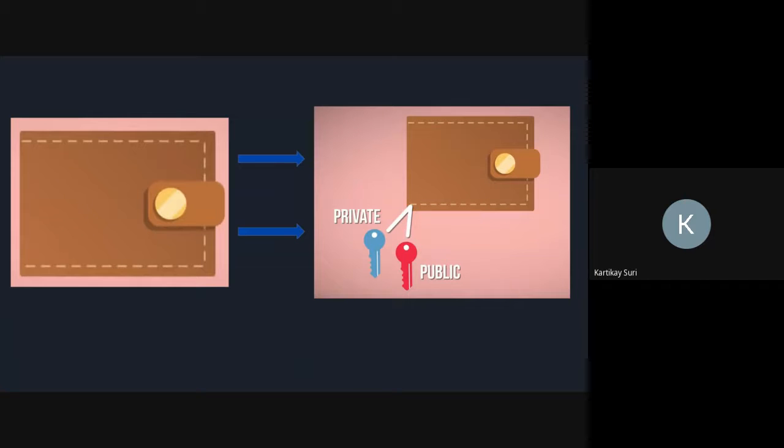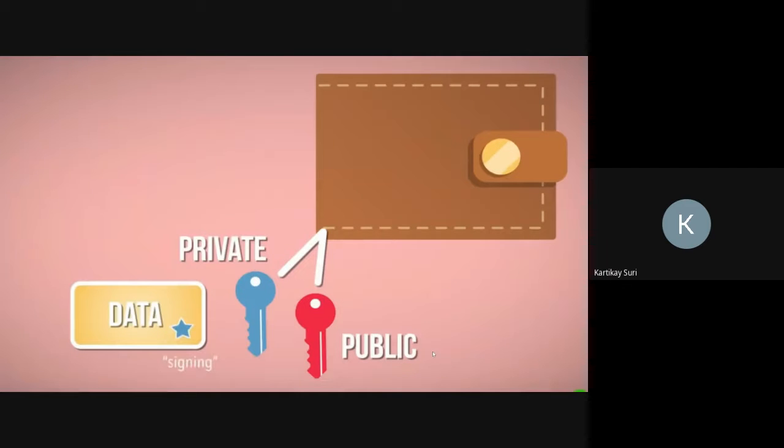So when someone creates an account on the Bitcoin network, which is known as a wallet, there are two unique keys associated with it. As you can see on the screen, there is a public key and a private key. Here, the private key can be used to mark some data, and all this process is known as signing. And later, the others on the network can use the public key to verify the signature.